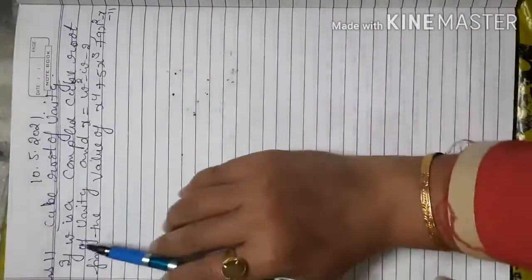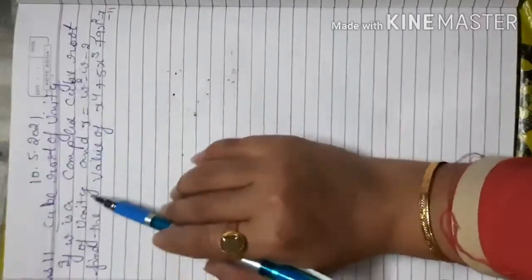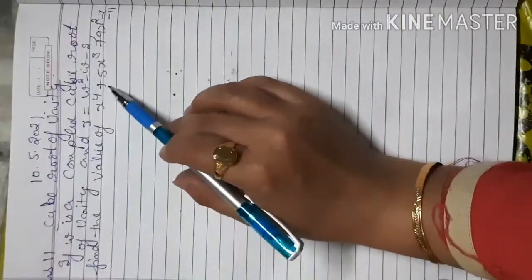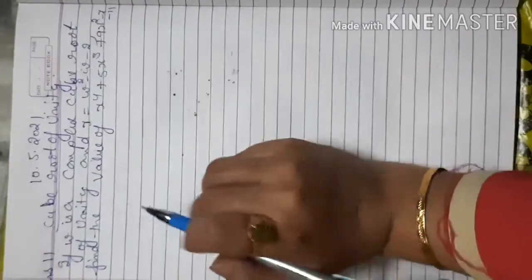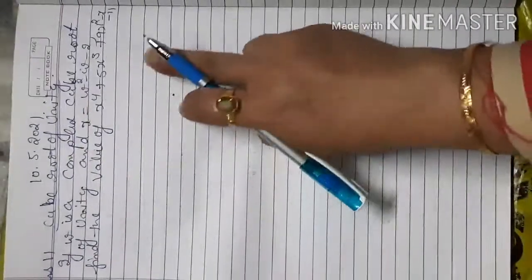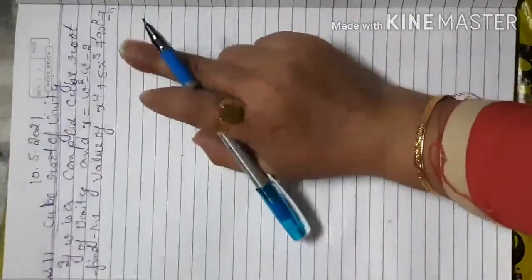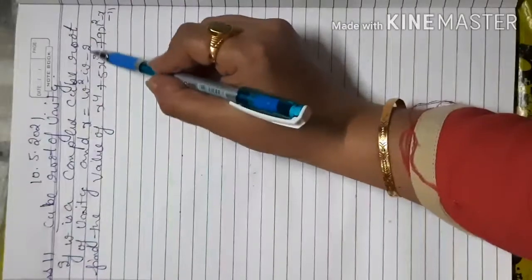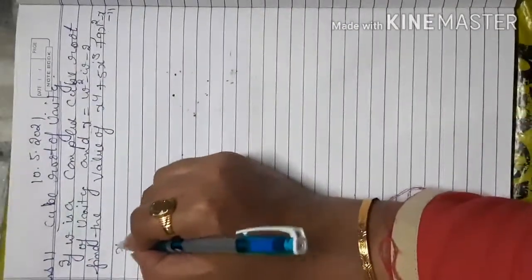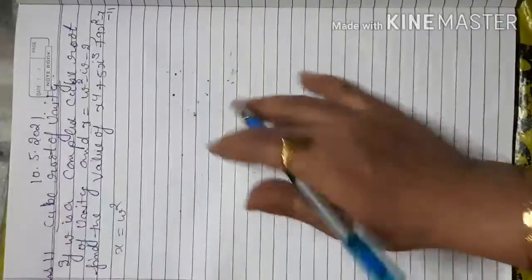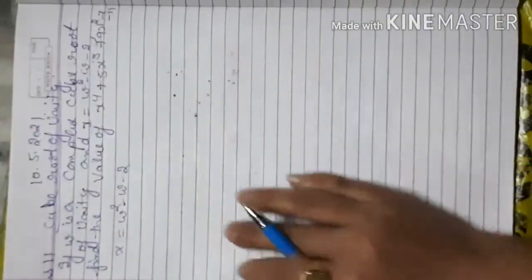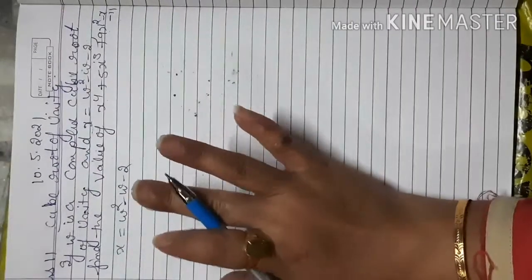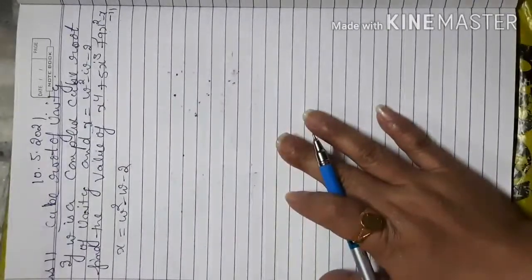If I have a question, if omega is a complex cube root of unity and x is equal to omega square minus omega minus 2, find the value of x^4 + 5x^3 + 9x^2 - x - 11. So this is my polynomial. Before finding its value, I will find the proper equation from what is given to me, x = omega square minus omega minus 2. First I will arrange this in the proper quadratic equation form, then I will go further to find the value of this polynomial.